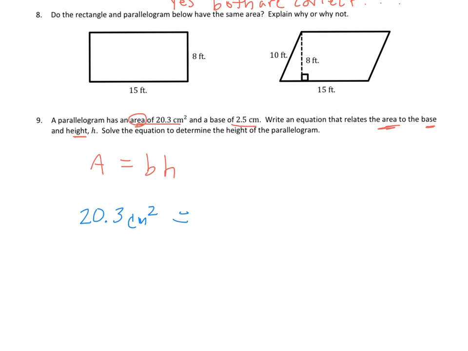That equals my base, which is 2 5/10. I see it right there. And we were not given the height. So I know that 2 5/10 centimeters times something is going to get me my 20 3/10 centimeters squared. So using your knowledge for equations and expressions, you'll go through and solve to determine the height.